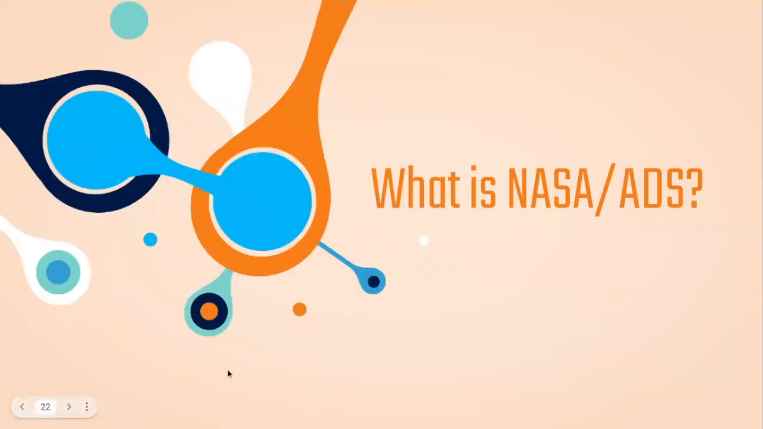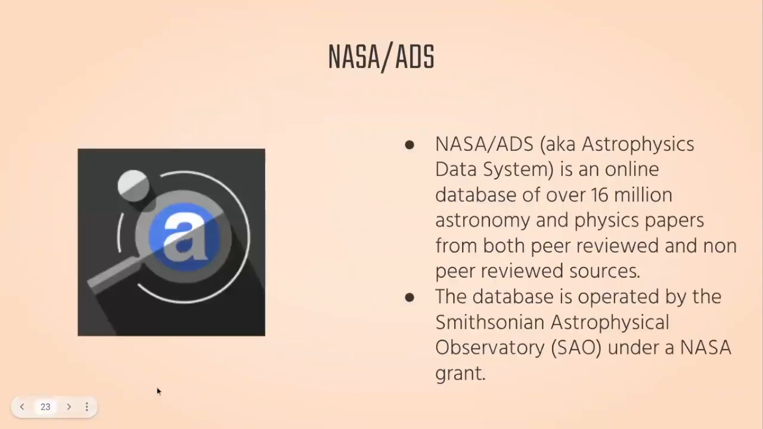Continuing on, what is NASA/ADS? NASA ADS, also known as the Astrophysics Data System, is an online database of over 16 million astronomy and physics papers from both peer-reviewed and non-peer-reviewed sources. The database is operated by the Smithsonian Astrophysical Observatory under a NASA grant.